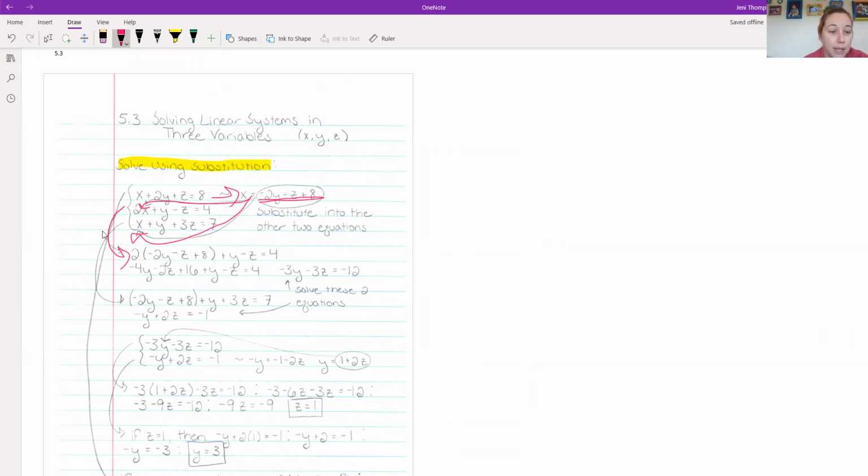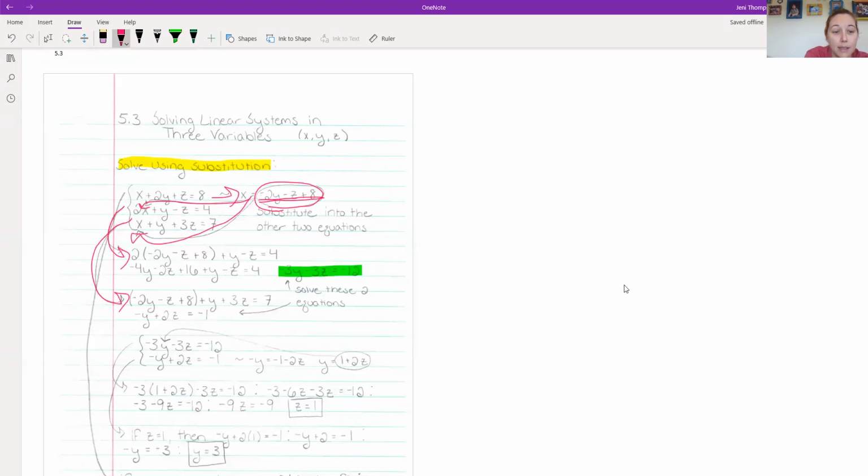So the middle equation here, I solved for x in the first one, right? Got x by itself, and that gave me x equals negative 2y minus z plus 8. Plug that whole thing in for x here, and then solve. Distribute my 2, and then combine my like terms, and that gives me this. And then I do the same thing with this bottom equation. Substitute this in for x.